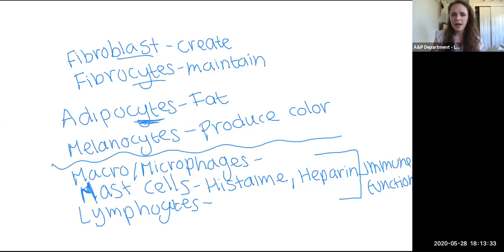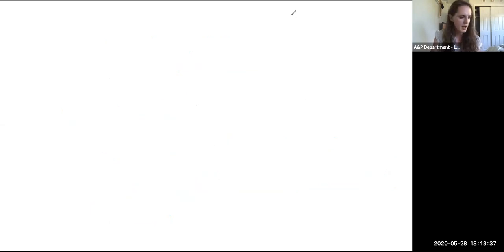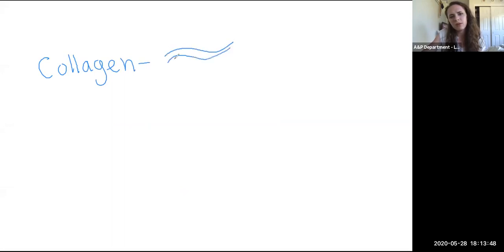Cool. So now that we have the cells that work in our fibers, we're going to move to the actual fibers. So you have collagen. These are long, like hair kind of. They're just these long, strong fibers. They are like ropes. Okay, so collagen I like to just think of as ropes. They just provide strength.